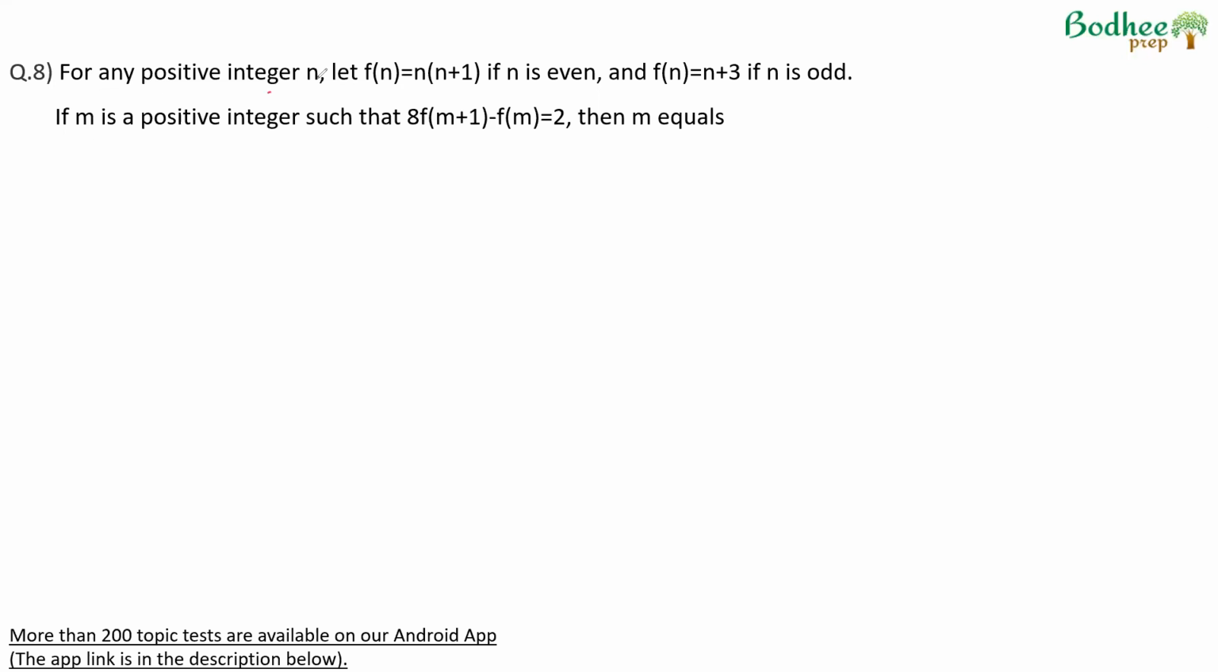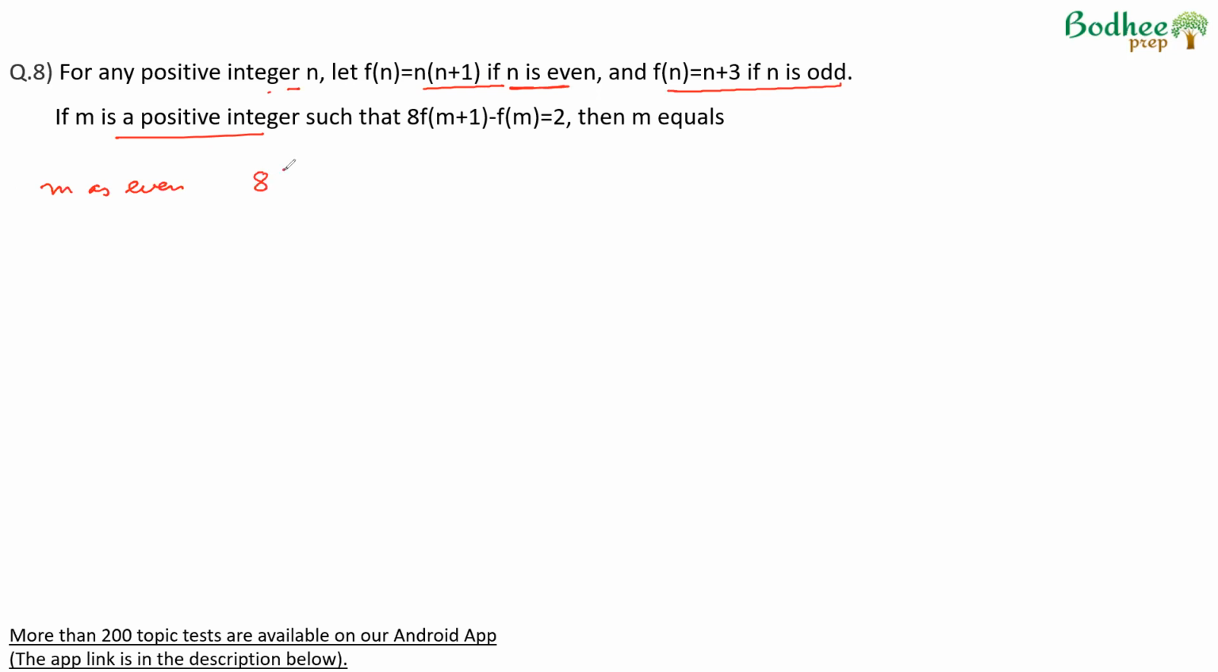For any positive integer n, f of n is defined as n into n plus 1 if n is even, and f of n is equal to n plus 3 if n is odd. If m is a positive integer such that 8 times f of m plus 1 minus f of m is 2, then m equals what? So what we can do is, let us take m as even. This is case 1. In this case, m plus 1 will be odd, m will be even.